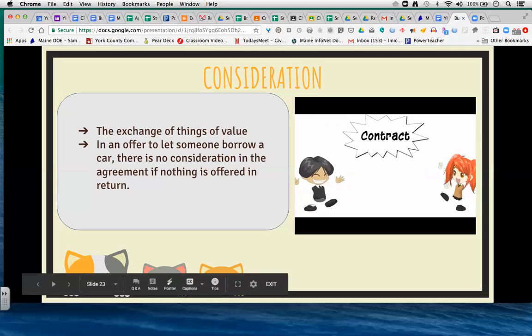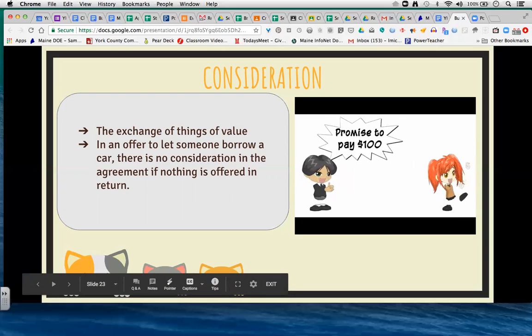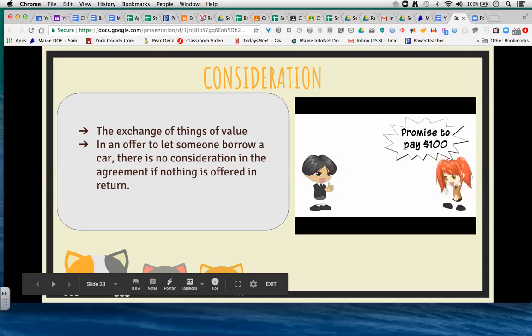Now we have a contract, because now we have an offer, an acceptance, and consideration. Peter is promising to do something he doesn't have to do, but pay $100. And in return, Sally is promising to do something she doesn't have to do, paint his fence. Each party is giving something, and each party is getting something in return.